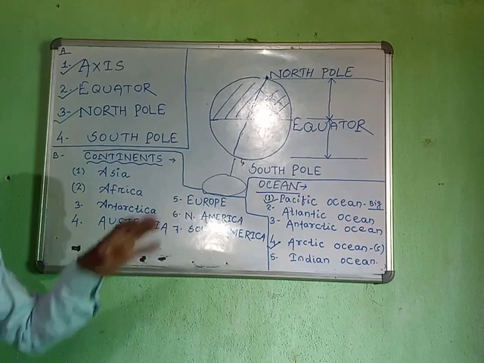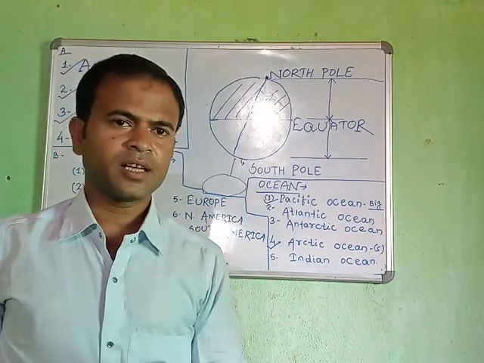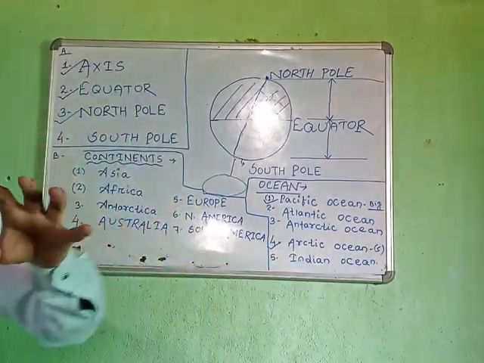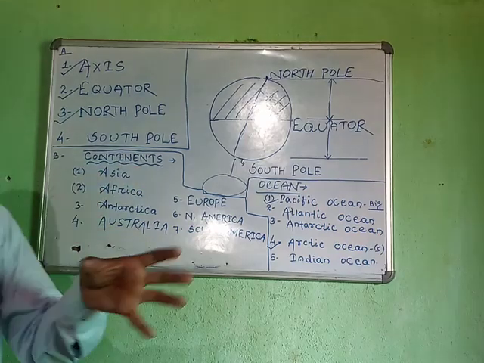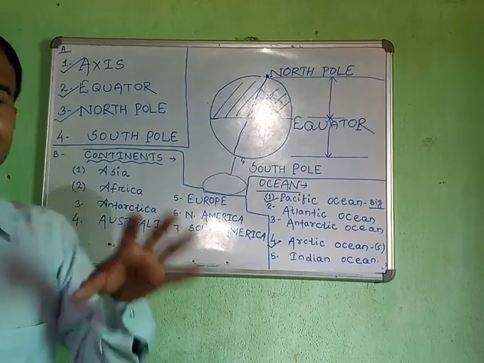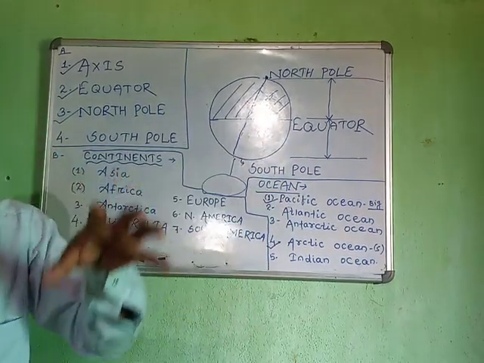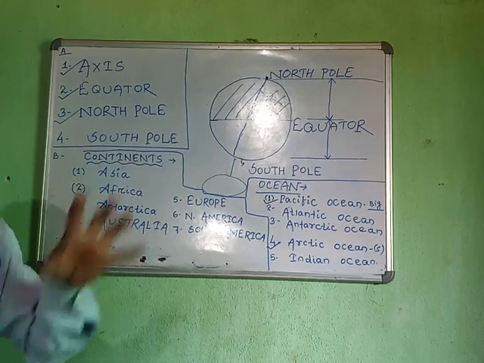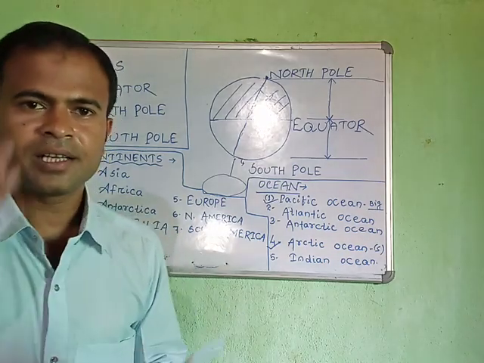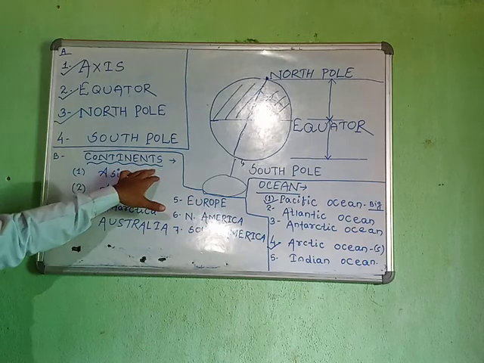Okay, now we are going to read about continents. What is the meaning of continent? Large land areas. Large land masses are called continents. Land masses, that means भूखंड यानी जमीन का एरिया, जो बहुत बड़ा बड़ा जमीन का एरिया रहता है उसको हम क्या बोलते हैं? कॉन्टिनेंट. Some countries make a continent. Remember this point. Okay.